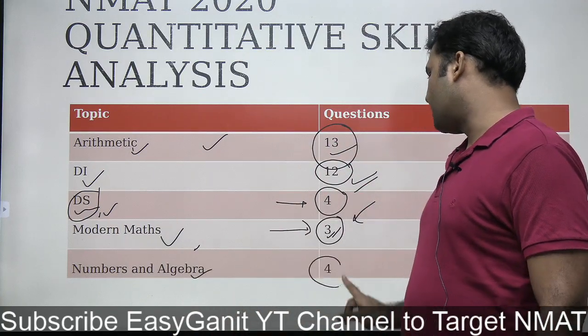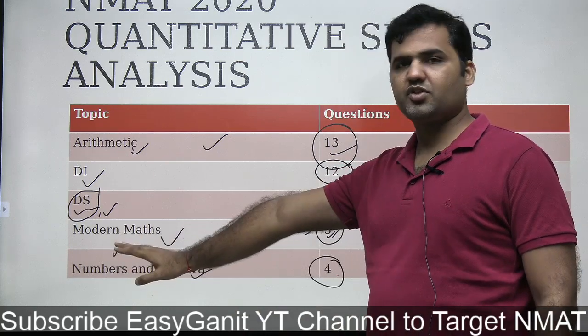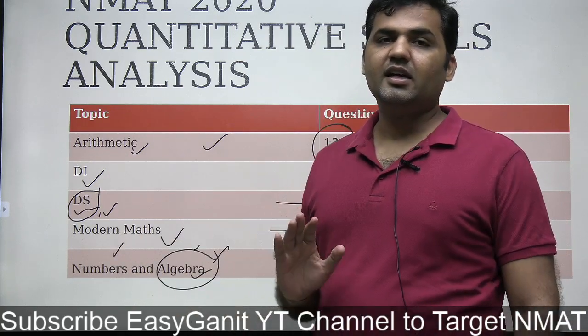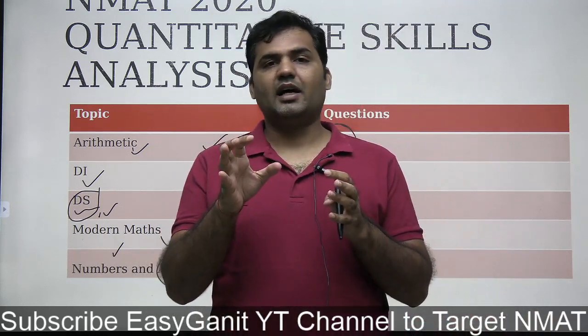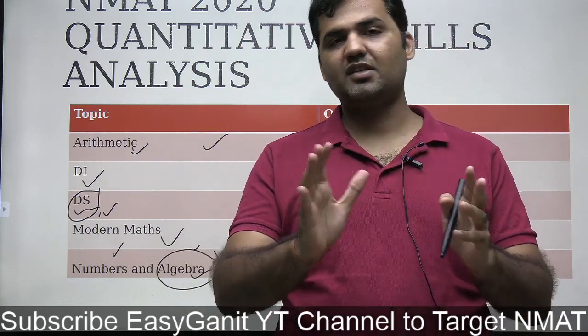Numbers and algebra, 4 questions, again an important section. You can see that number system should be well known to you. What you have studied for CAT will cover it. Algebra is at a much lower level compared to CAT, in terms of difficulty as well as the number of topics. In CAT, we do 14 topics in algebra: functions, logarithms, sequence, everything.